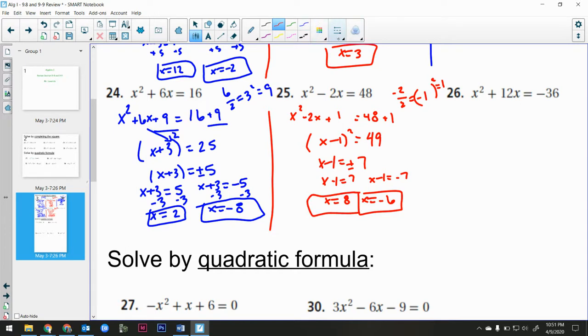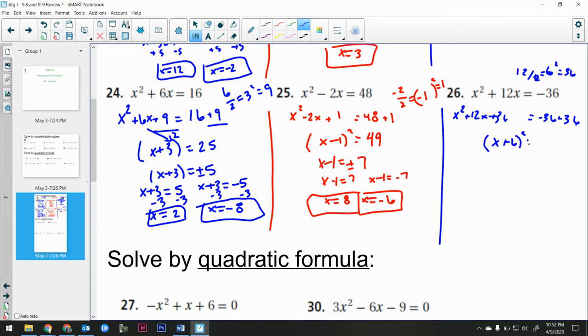Okay, last problem for completing the square. We get x squared plus 12x plus something equals negative 36 plus that something, right? 12 over 2 is 6. Squared is 36. So this is another one where, look and see what happens here. I get an x plus 6 squared is equal to 0.